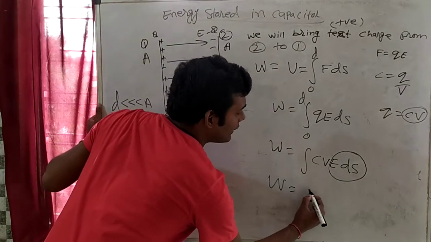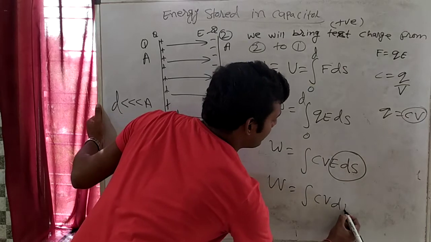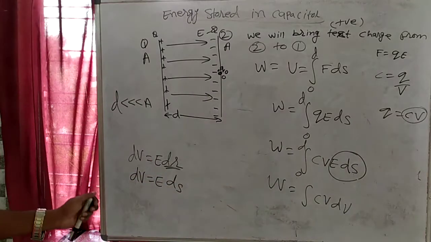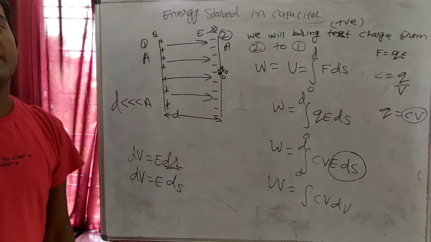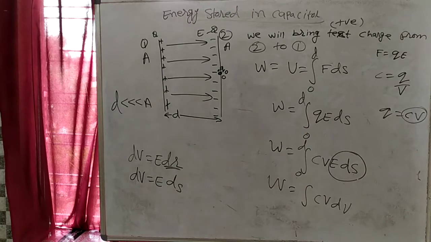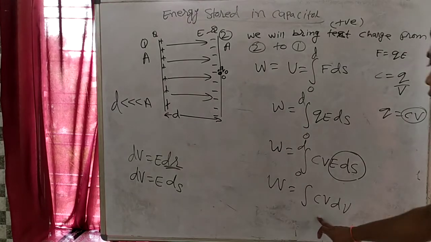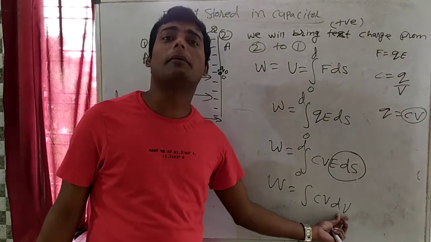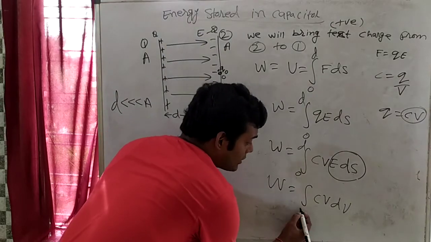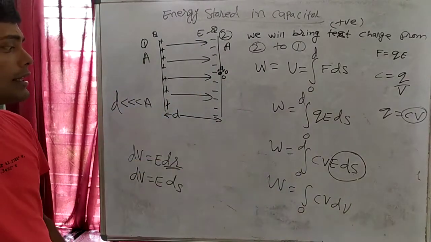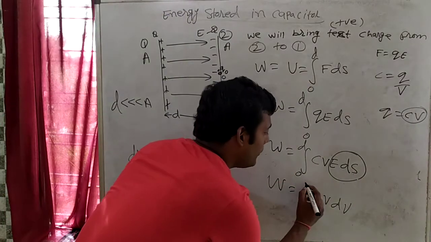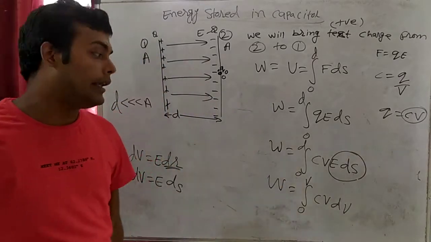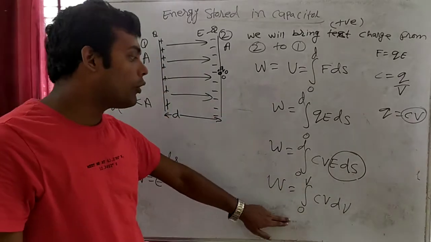So work done is equal to the integration of CV dV. The limit will be 0 to d, because the earlier function was ds. Now my function has changed. The function of the integration is CV dV, so how do we integrate this? dV means potential. Initially the potential is 0, and finally let's say the potential becomes V. So the potential will increase from 0 to V.